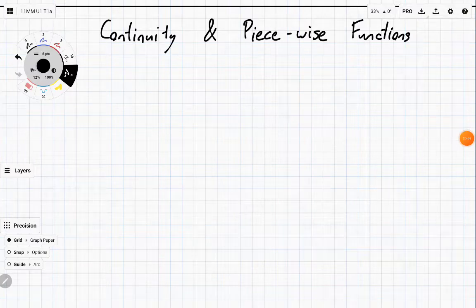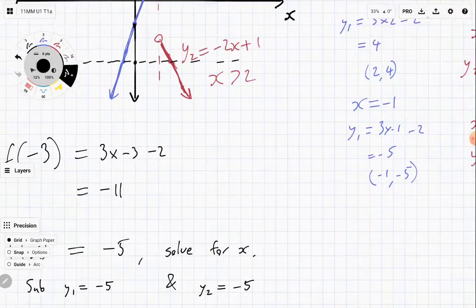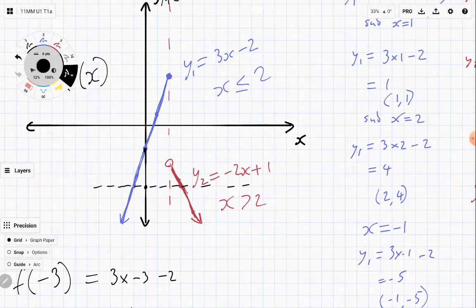Today, we're going to be having a look at continuity and piecewise functions. So the question is, we've now got a problem. We looked at this last one over here. This function is not continuous. Where's the problem? The problem happens right here at x equals 2.